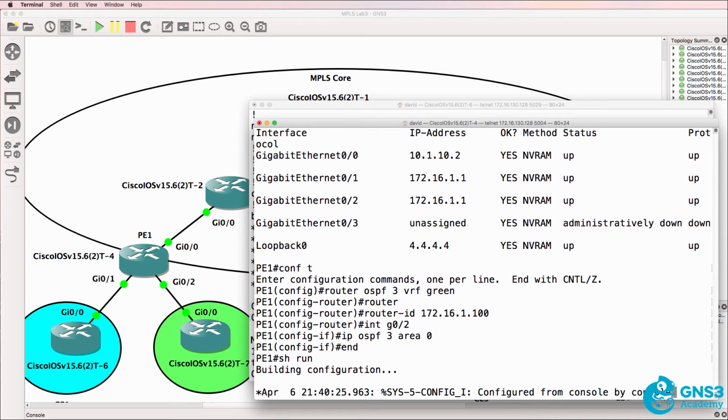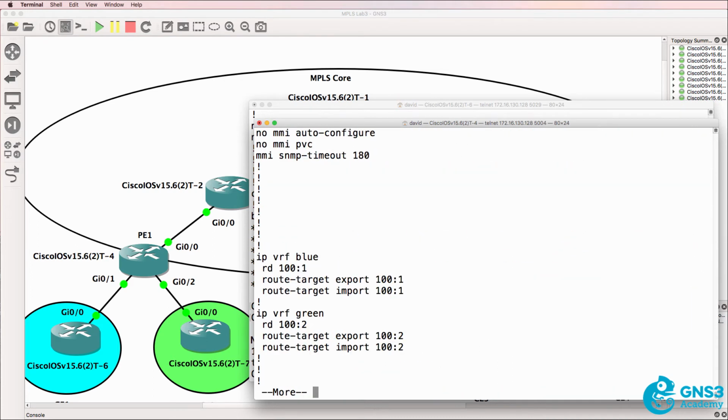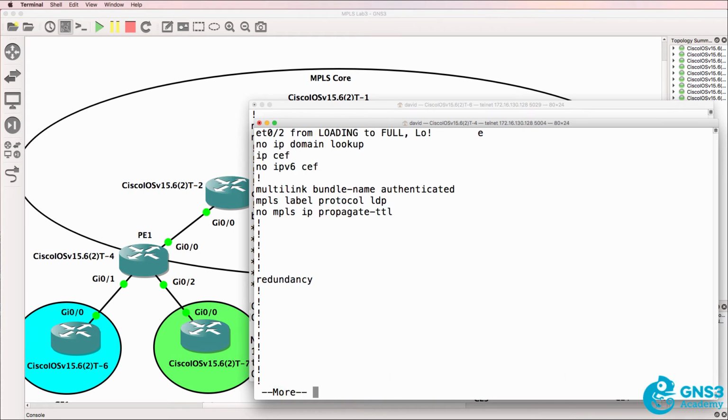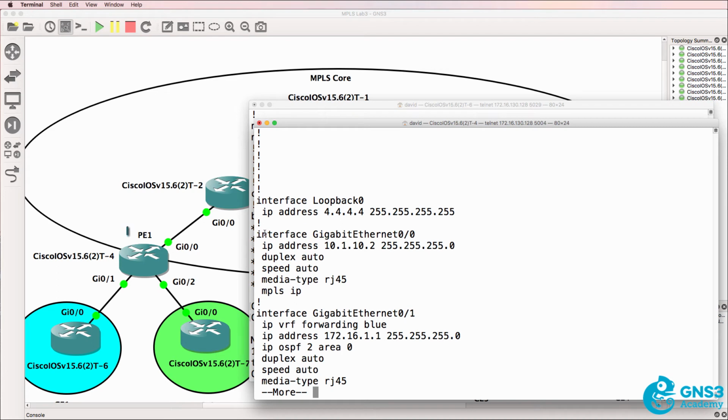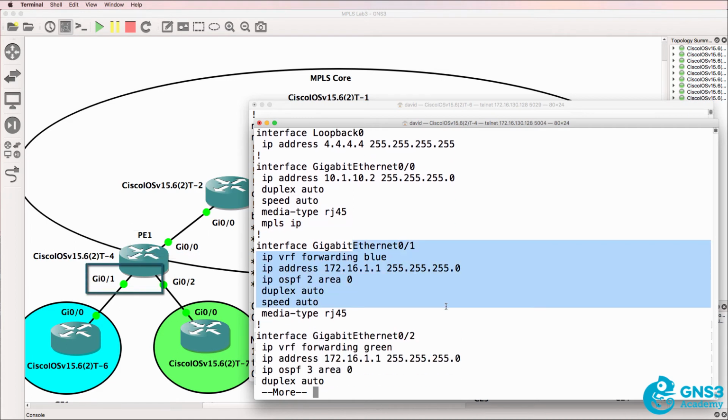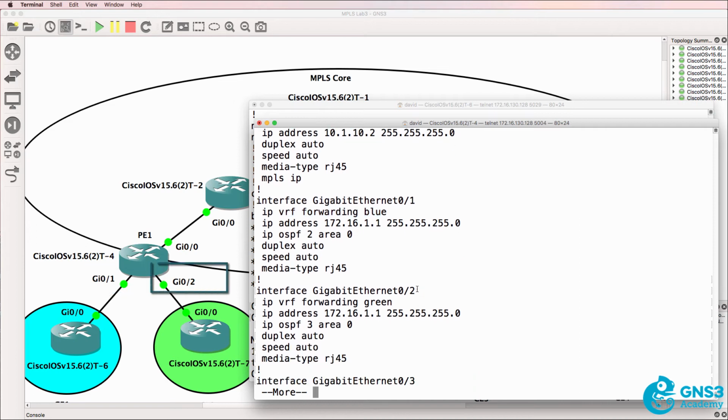So this is what the configuration looks like at the moment. We've got two VRFs configured. You can see that a neighbor relationship has been established on the gigabit 02 interface to a neighbor. We'll look at that in more detail in a moment. Gigabit 00 is in the global routing table. MPLS is enabled on that interface. Gigabit 01 is in the blue VRF. Gigabit 02 is in the green VRF.